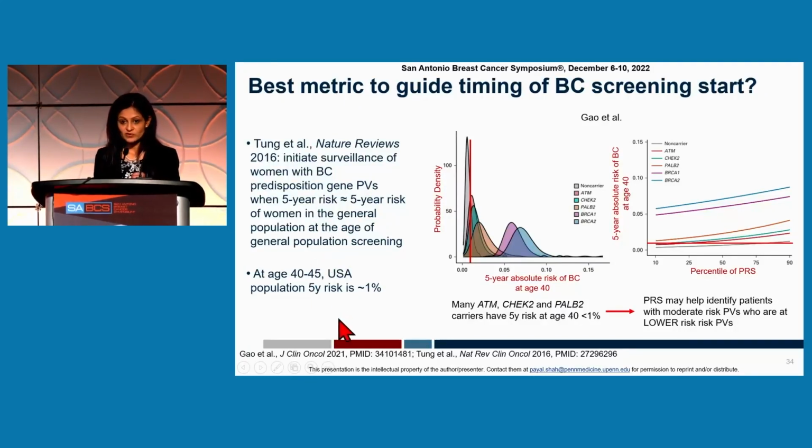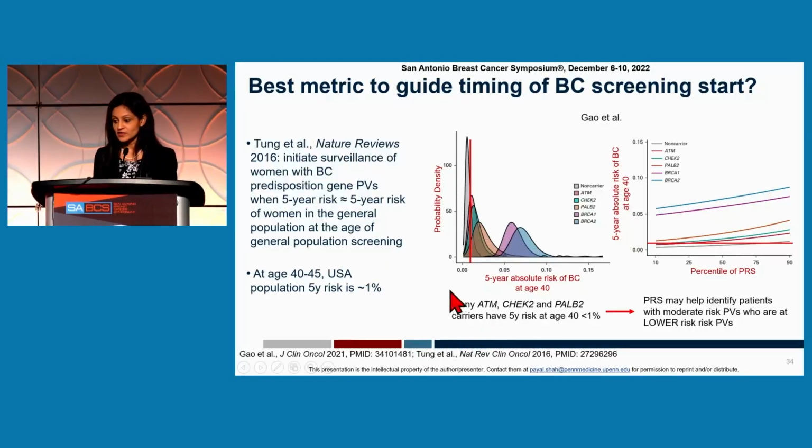And so many women in the United States begin breast cancer screening at ages 40 to 45, and at that time, their 5-year risk appears to be about 1%. So if we look at the probability density curves by Gao et al., I added this vertical red line, which represents about a 1% 5-year absolute risk of breast cancer at the age of 40. And you can see that many individuals with ATM, CHEK2, and PALB2 mutations are to the left of this line, as in their 5-year absolute risk of breast cancer at age 40 is less than 1%.